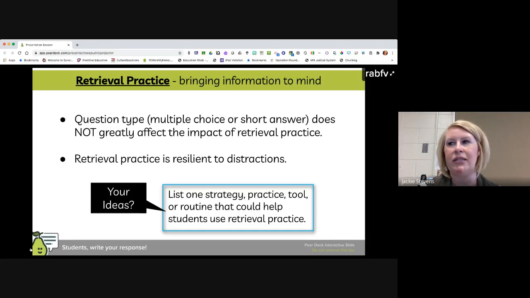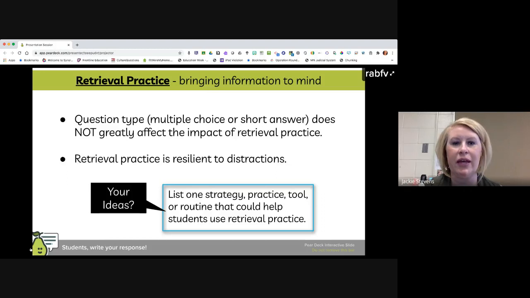So the practice itself of, like I said, bringing the information to mind, not looking at the textbook over and over again, or looking at materials, or looking at teacher presentations, but trying your hardest to remember it by yourself, even if you get it wrong. If you try to remember it and you can't, you get it wrong, the practice that your brain does of trying to remember is enough to help you remember it better the next time.